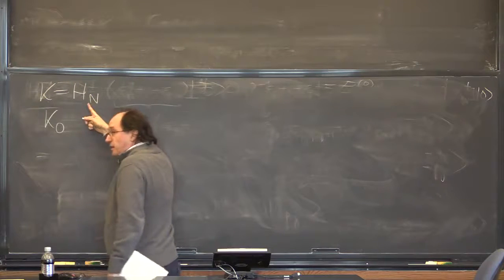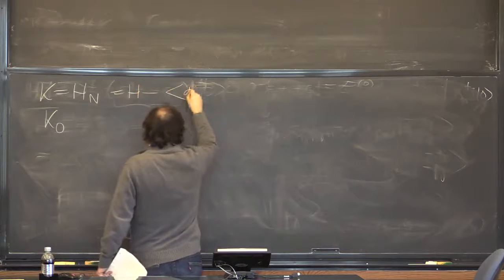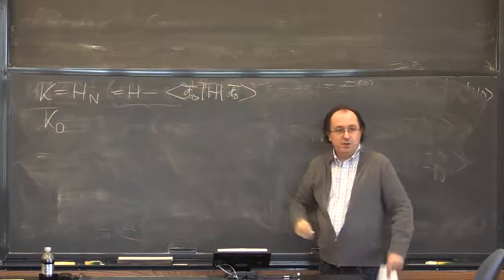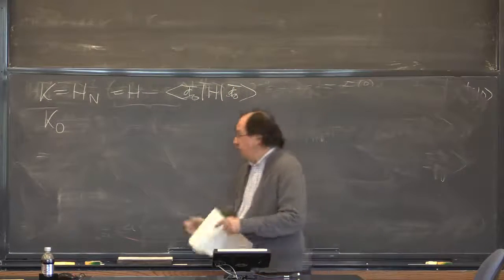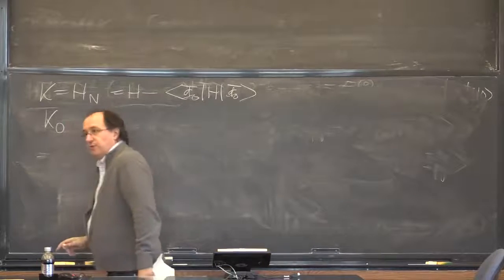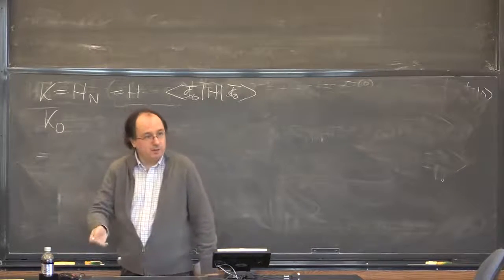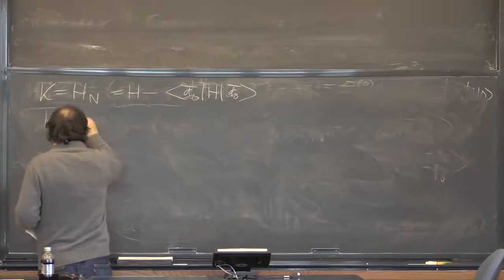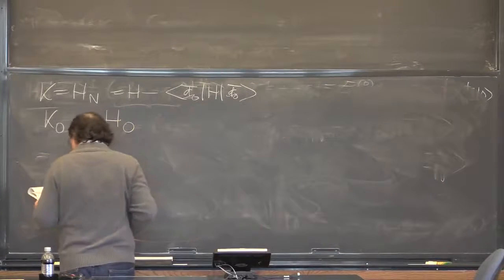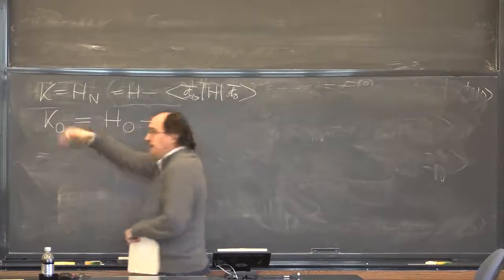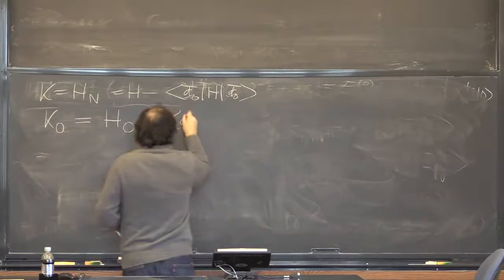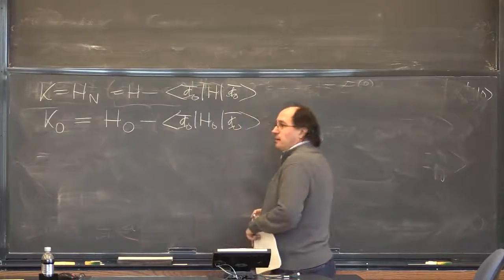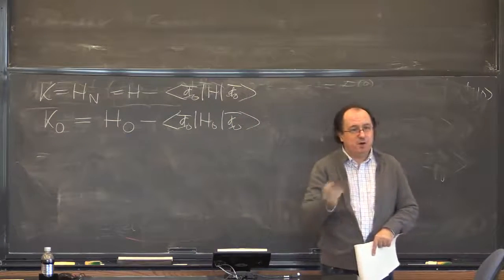Well, what is Hn? Hn is H minus the expectation value of the Hamiltonian in phi 0. So it is natural to simply shift H0 by the expectation value of it to define K0. That is performing exactly the same type of trick. So we are going to define K0 as H0 that we already defined and worked on, minus the expectation value of H0 in phi0. In other words, we're building also the normal product form of H0.